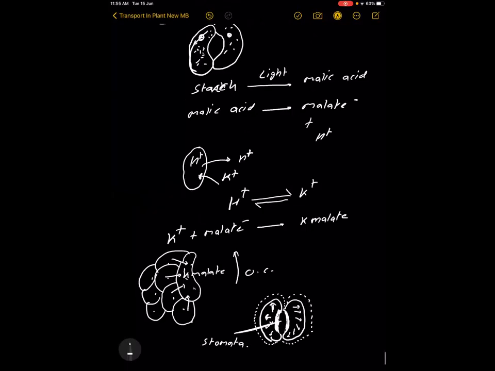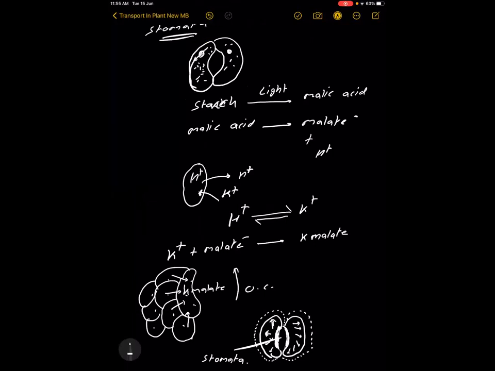This is the method. Just start from starch. Starch forms malic acid. Malic acid splits into malate and H ions. H ions move out from the cell. Because of this, potassium ion enters the cell. Potassium ions combine with the malate. They form potassium malate. Potassium malate increases the concentration. If concentration increases, it means its DPD increases. Its hunger increases, it becomes thirsty. So DPD increases, water enters the guard cell from the subsidiary cells. Its absorption power, its suction power is increased, so it absorbs water from the surrounding cells. It becomes turgid. Stomata open.